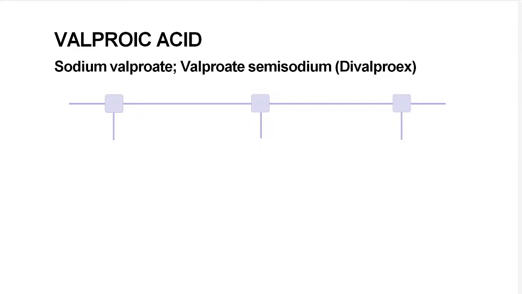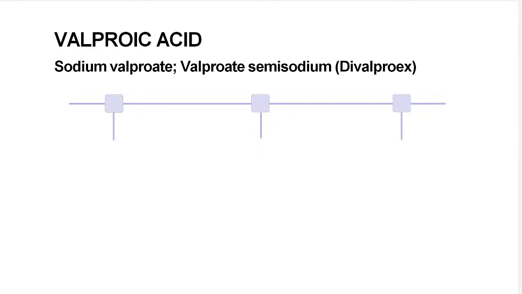Now comes probably the most used drug in epilepsy, which is valproate or valproic acid. It comes as a sodium salt like phenytoin. So there is phenytoin sodium. Similarly, you have sodium valproate. There is also valproate semi-sodium, a preparation called divalproex.